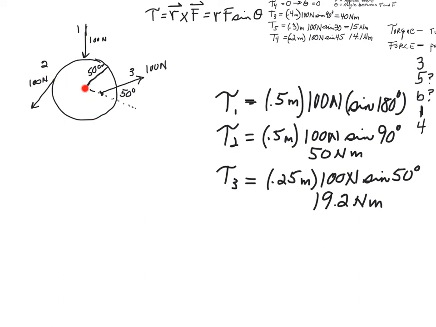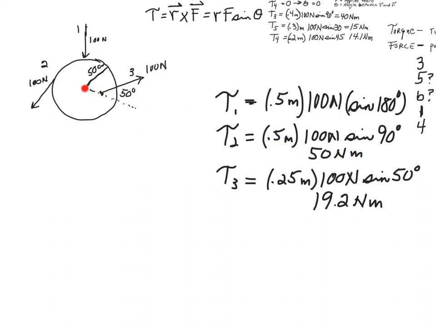Here I took the angle to be 90 degrees. Well, if I look at the figure, it looks more like maybe 100 degrees. But anyway, it's supposed to be 90 degrees. You would just put the angle in there. So 100 times the sine of 90 times 0.5 meters is 50 Newton meters.